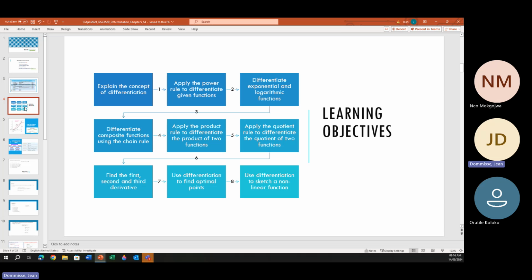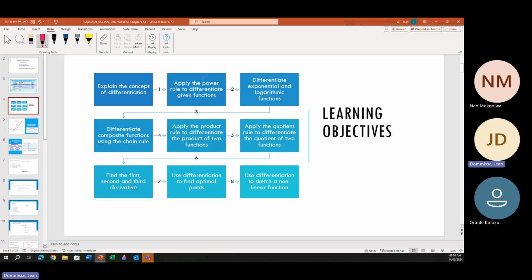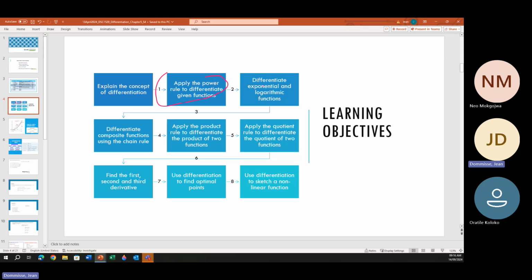But then we're going to look at the power rule. That's the first rule that we will look at. Then we're going to look at exponential and log functions. We did a bit of that last week to say what log functions and exponential functions are, but today we will look at how we can differentiate them.